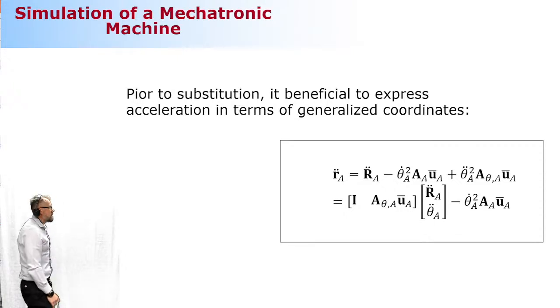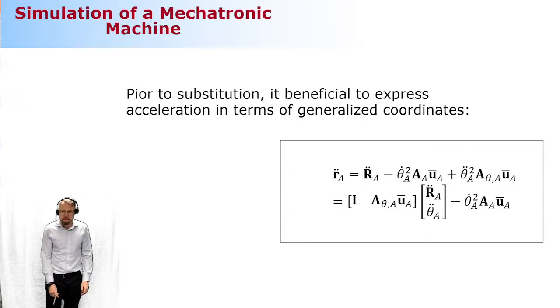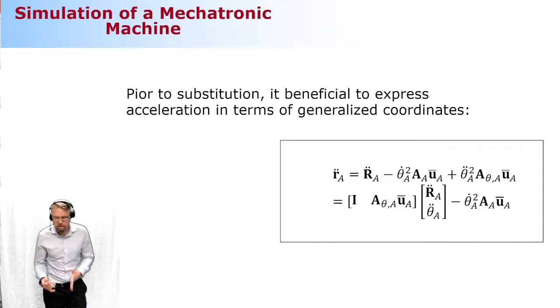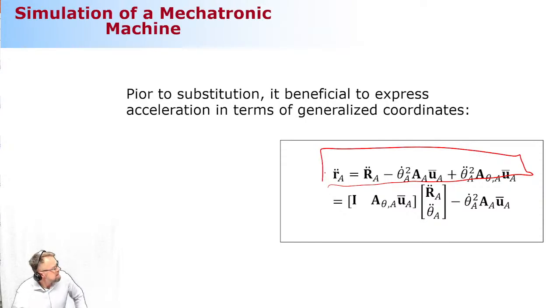Here comes the next big pain. The next big pain is that I wanted to reformulate my acceleration in a way that my generalized coordinates are more explicitly mentioned, because in my original expression of acceleration, the generalized accelerations are hidden there. So that's not very convenient.